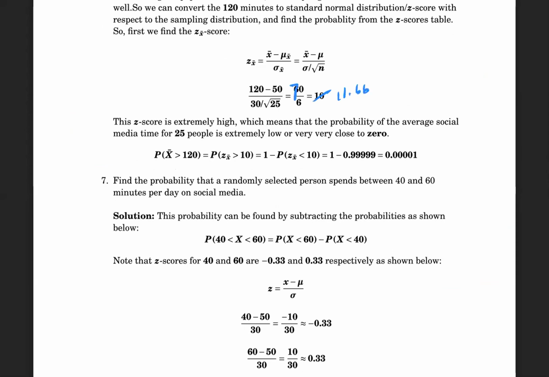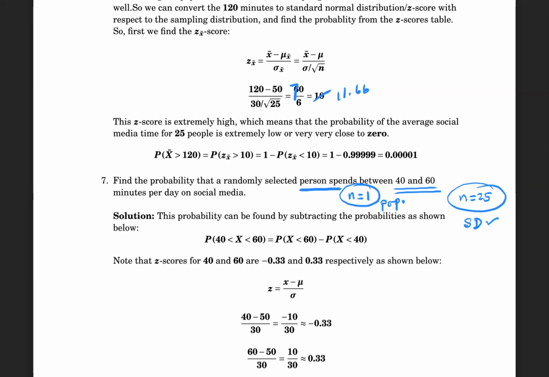Now, in the next problem, I ask you, find the probability that a randomly selected person spends between 40 and 60 minutes, which is pretty easy. We did that before, so I'm not going to. So remember, randomly selected person, just one person, your sample size n is equal to 1, meaning that you're dealing with the population. In the next problem, you can guess n is going to become 25. Then you're dealing with the sampling distribution. Here you're dealing with the population distribution. Here you're dealing with the sampling distribution.